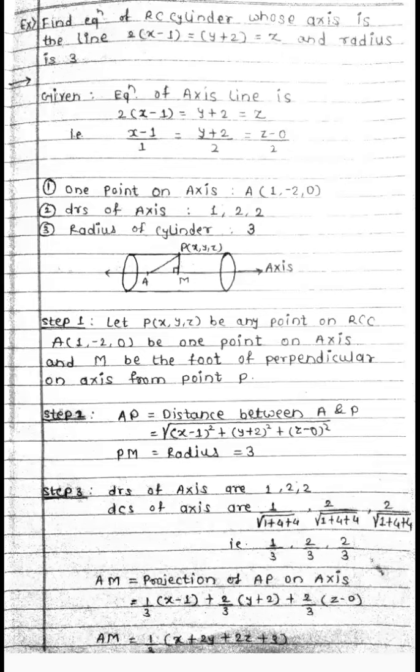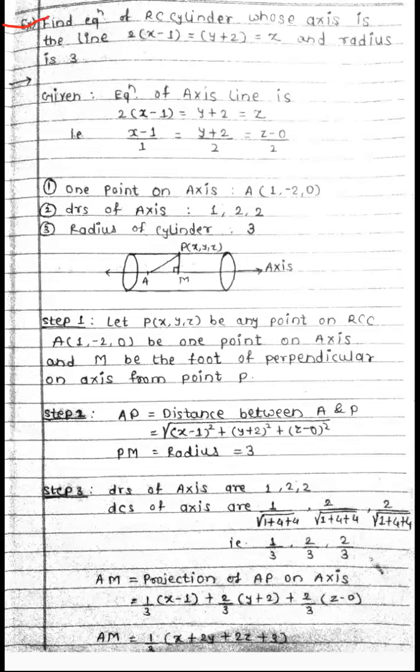Take an example: find the equation of the right circular cylinder whose axis is the line 2(x minus 1) equals y plus 2 equals z, and radius is 3.